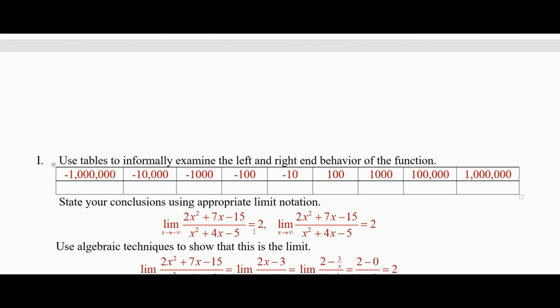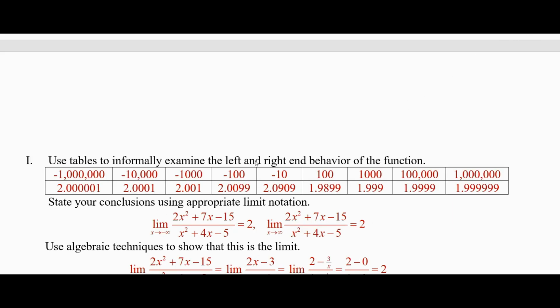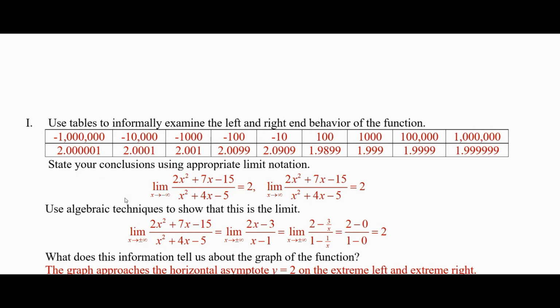We'll get to a graph in just a minute. Let's go ahead and do the left and right end behavior. Here I've worked this out, again using my calculator. If we start at 100, we get about 1.99, and then for 1,000, 1.999, for 100,000, 1.99999, and for a million, 1.999999.